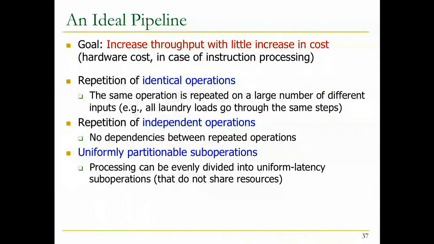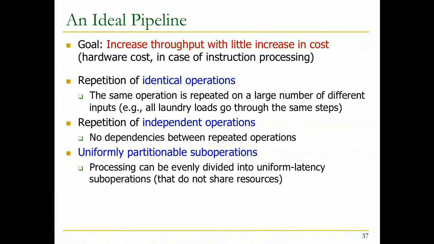And the third requirement for an ideal pipeline is uniformly partitionable sub-operations. Basically, processing can be evenly divided into uniform latency sub-operations. And this is basically a balanced pipeline. Fetch takes the same amount of time as decode, the same amount of time as the next stage, and the next stage, because it's happening in a single clock cycle.